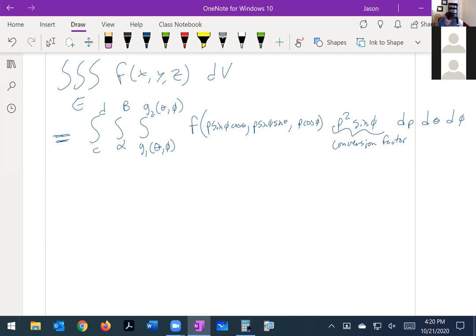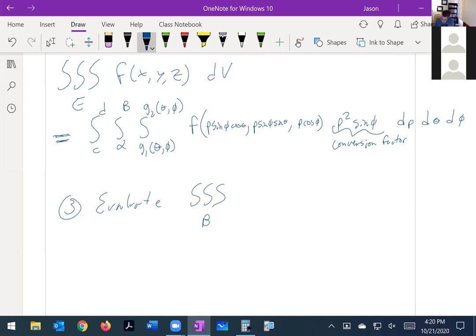Let's do an example here, number 3. Let's evaluate this triple integral over B, and we'll talk about what B means in a minute.